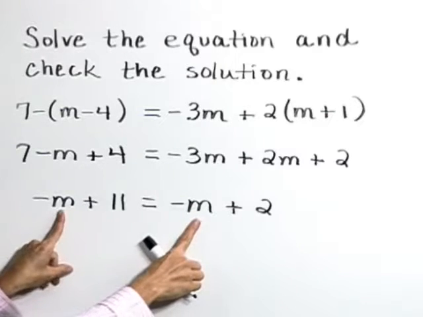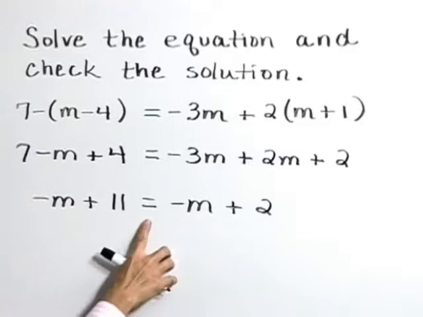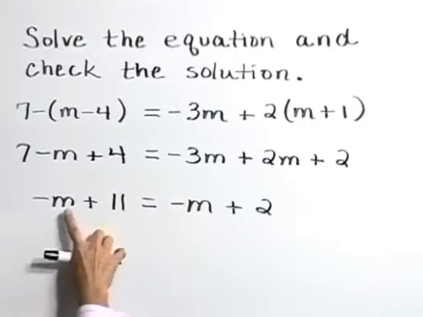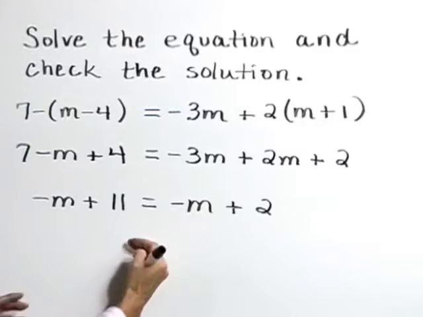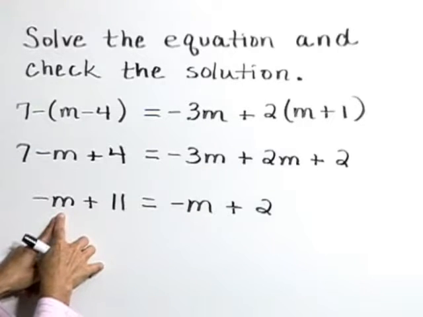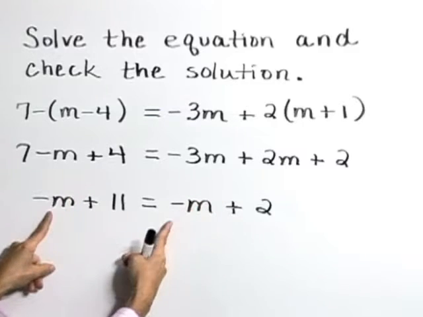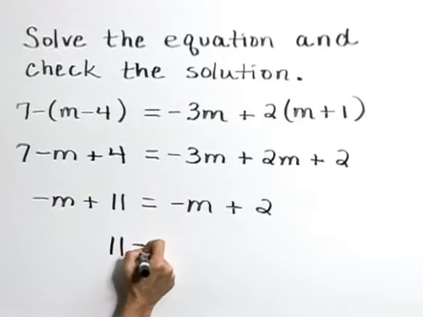Now we have something interesting here. Notice, negative m plus 11 is equal to negative m plus 2. That can't ever happen. And in fact, if we take the next step in solving this equation by adding m to both sides, trying to collect the m terms together, notice that adding m to both sides is going to cancel that term from both sides, leaving us with a false statement.